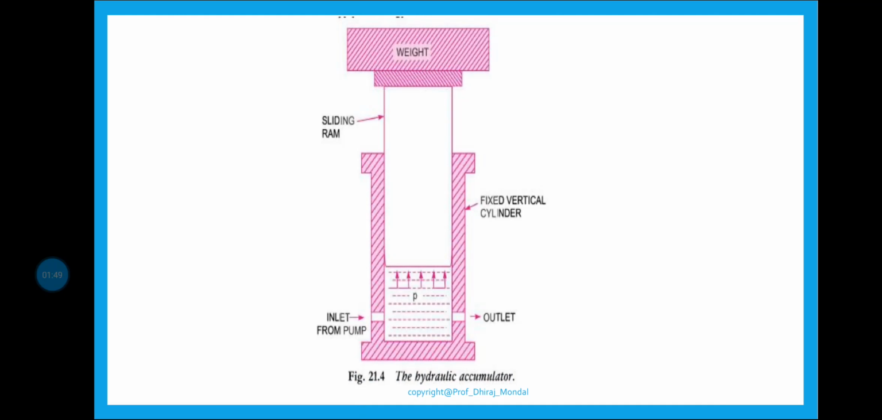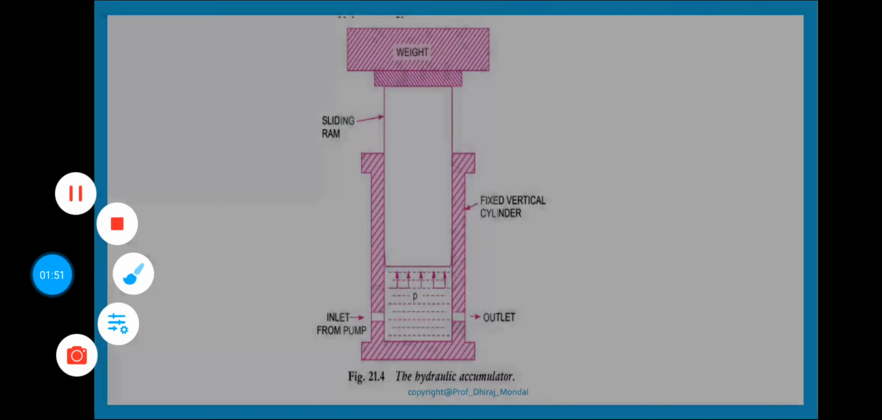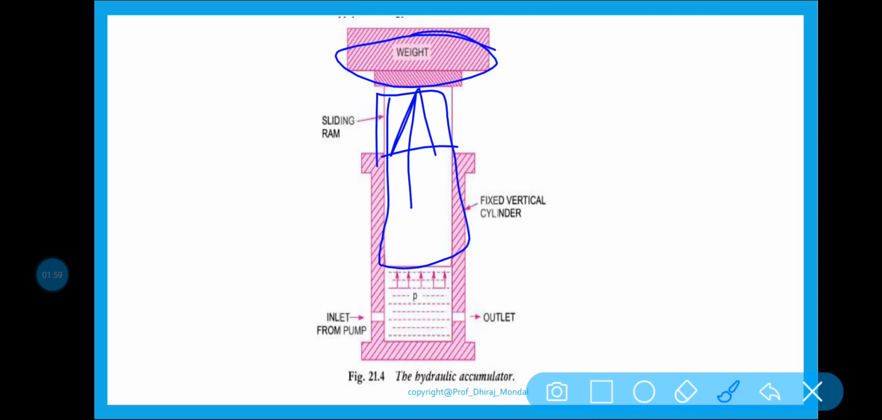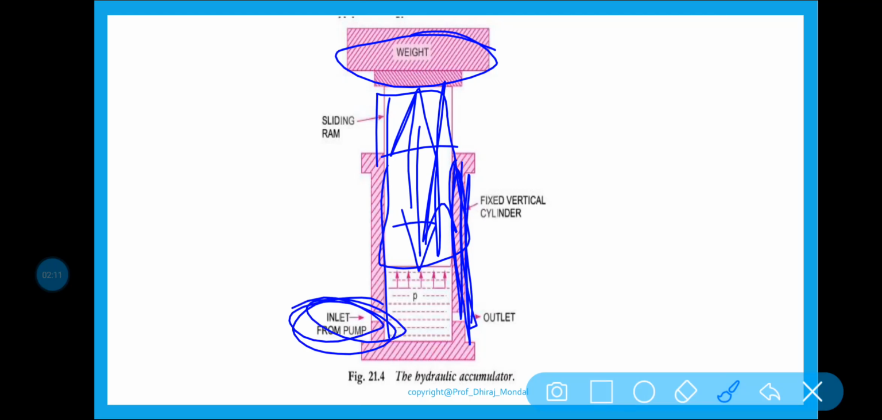In the hydraulic accumulator, you can see here this is your sliding ram. This weight can be lifted, that means moved in the upward or downward direction. This is your fixed vertical cylinder. This one is your pump, where compressed liquid moves inside the cylinder, and this is your outlet.